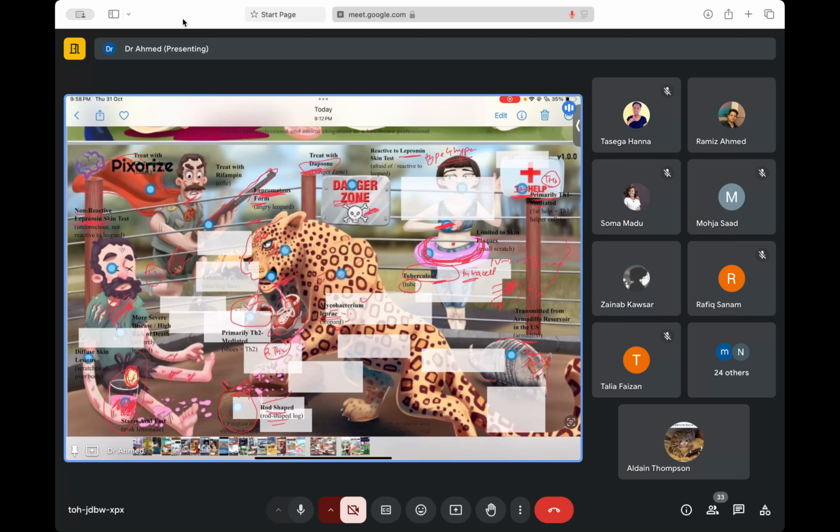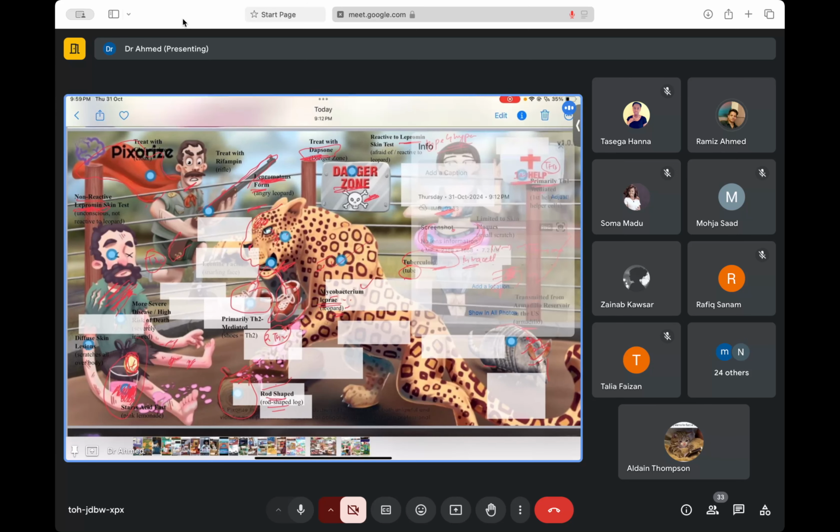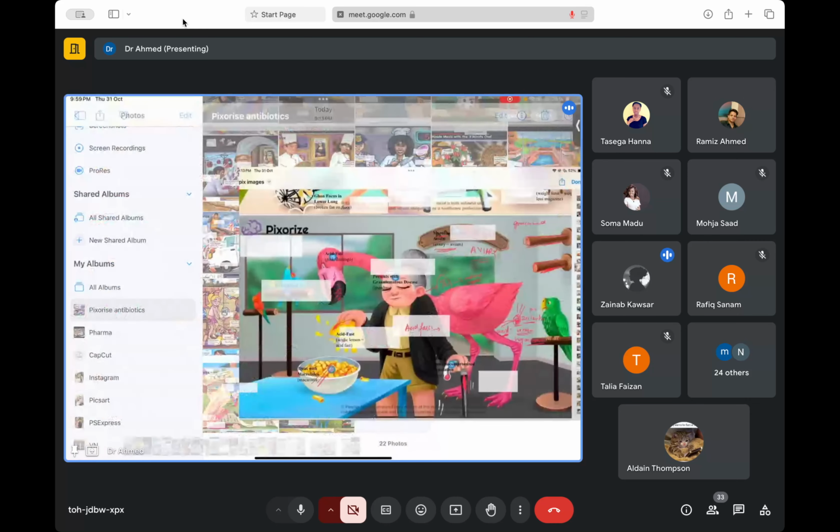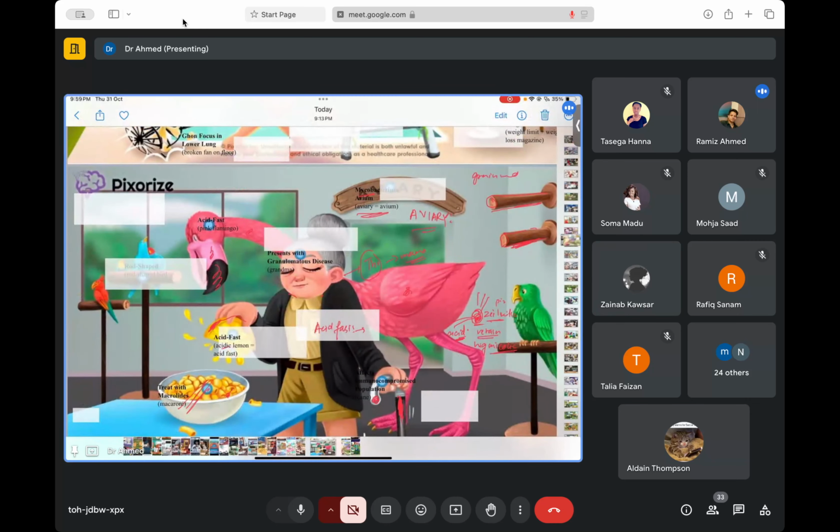And what are some of the treatment options? Dapsone and rifampin, the Ripo, and clofazimine. The red clock here should remind you of clofazimine.